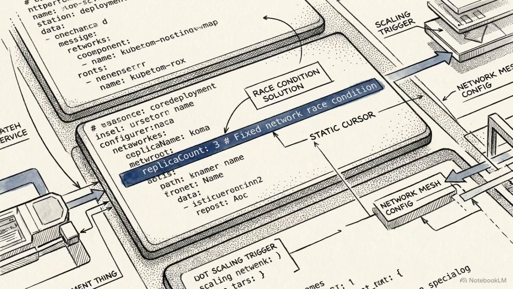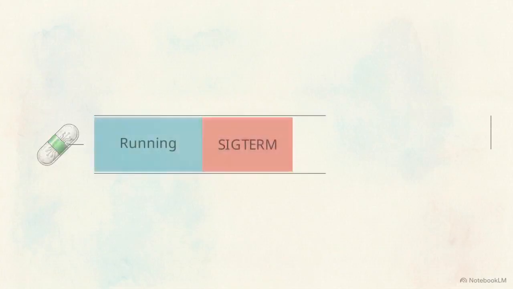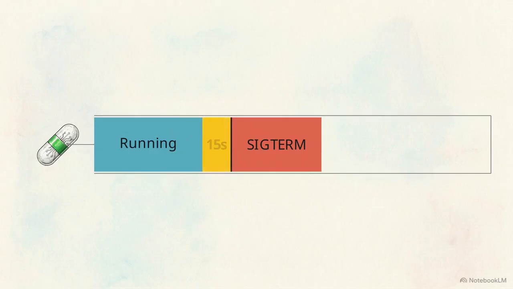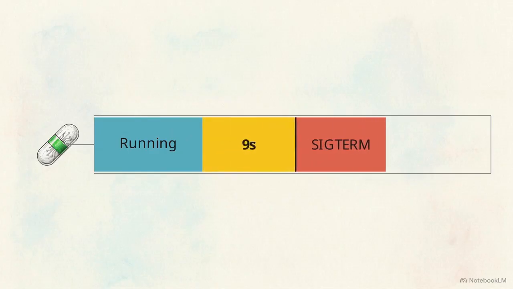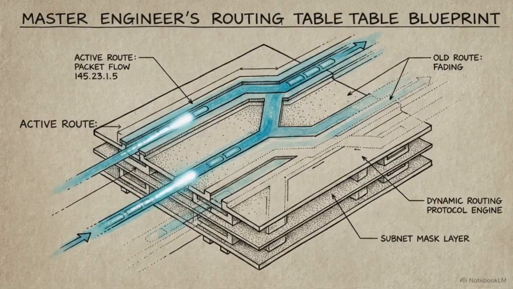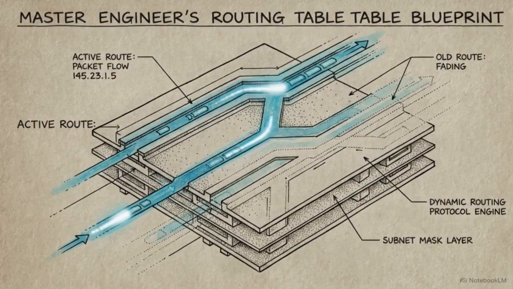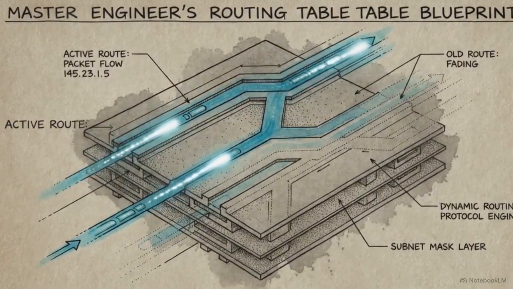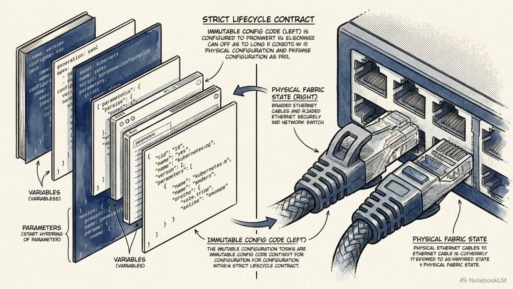We use a preStop hook. A preStop hook is an instruction that executes right before the container receives a SIGTERM. By configuring it to simply sleep for 15 seconds, we force the kubelet to wait. This buys the load balancer the exact time it needs to update its routing tables and drain existing connections safely. Kubernetes YAML is a strict lifecycle contract between your application code and the cluster's network fabric.